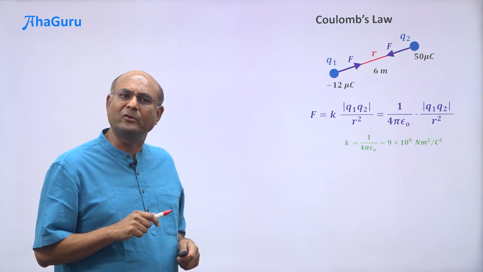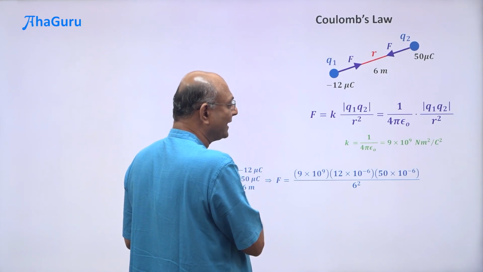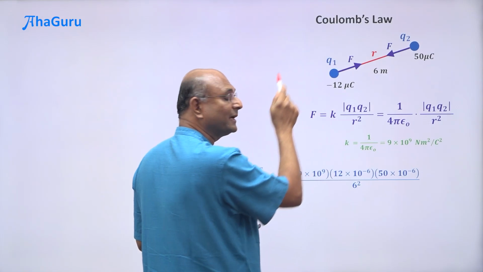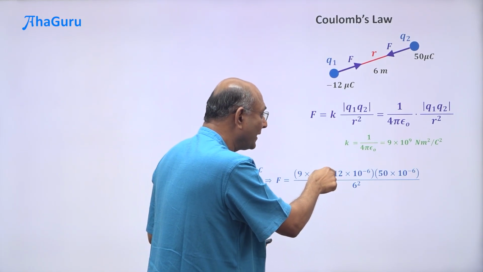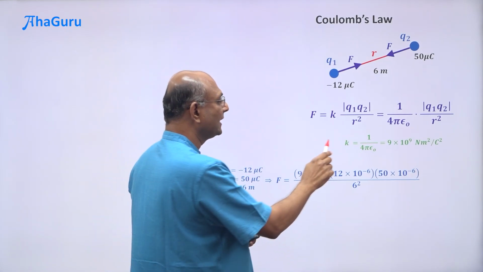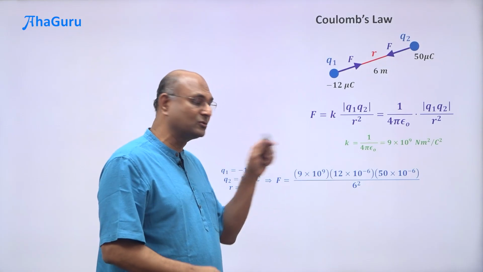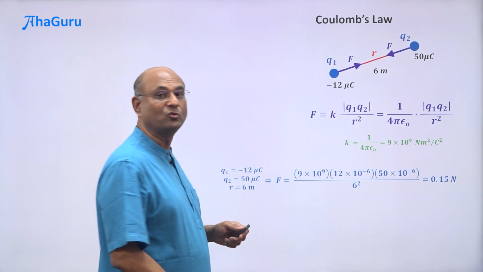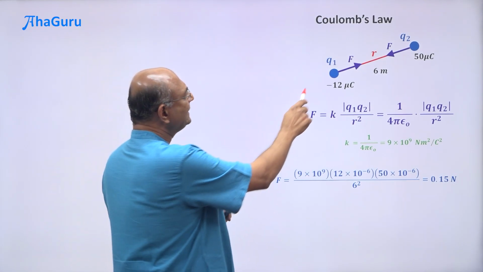How much will be the magnitude? Well, the magnitude of the force will be K, 9 into 10 power 9, into Q1, only the magnitude of the charge. You don't have to worry about the minus sign here. 12 into 10 to the power of minus 6 into 50 into 10 power minus 6 divided by r square, 6 square. You calculate this, turns out to be 0.15 newtons.